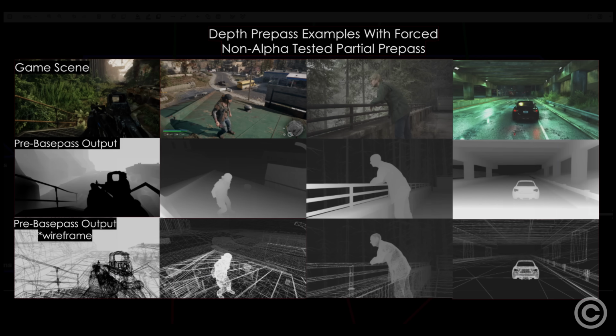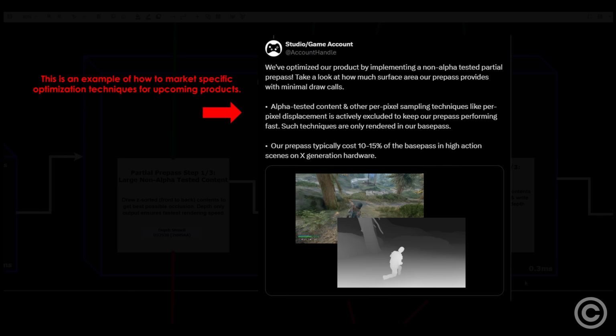Using various game examples, this is what the pre-pass result should look like. Make marketing use of this technique by sharing images of your game and their respective pre-pass depth outputs. Customers should look for large amounts of depth surface area rendered with relatively simple geometry, determined through additional wireframe or pre-pass quad overdraw debugging views. Ensure your customers that no per-pixel texture sampling is allowed in the pre-pass, such as alpha testing or per-pixel displacement.